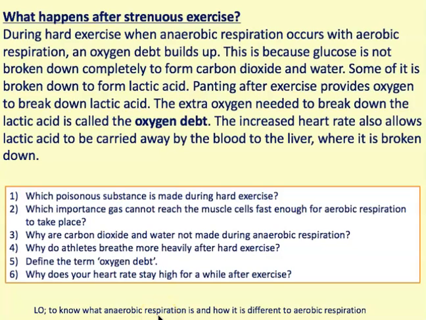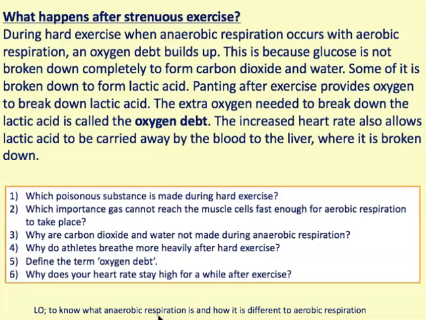Okay, hopefully you've answered the 6 questions. Pick your green pen up now, please, and mark the answers. So the poisonous substance made during hard exercise is lactic acid. Number 2, the gas that cannot reach your muscle cells fast enough for aerobic respiration to take place is oxygen. Number 3, carbon dioxide and water are not made during anaerobic respiration because glucose is incompletely broken down.